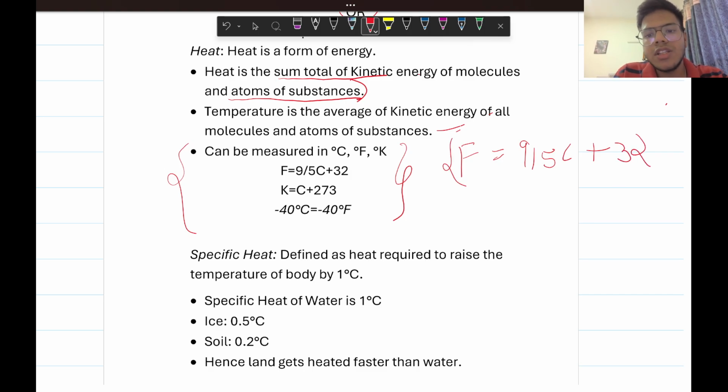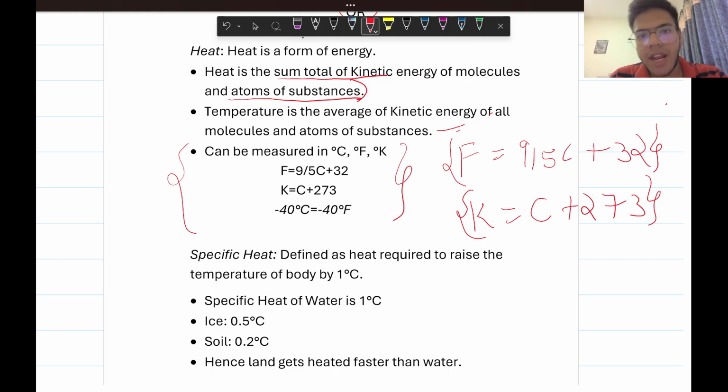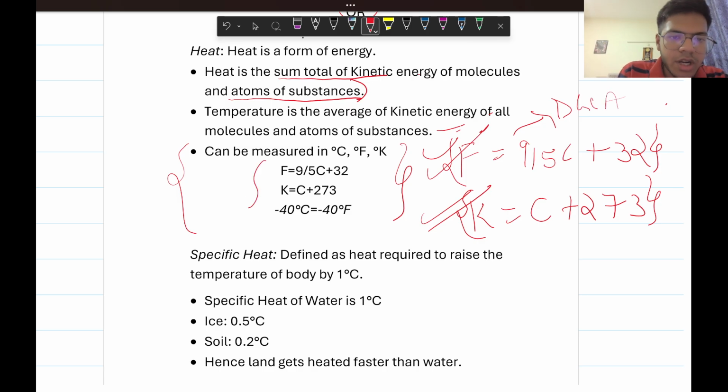Guys, you need to learn these two formulas because DGCA will ask direct MCQs from them. They will give you options, like which one is correct, and you have to mark this one. These two are your DGCA exam questions. So guys, it is important.